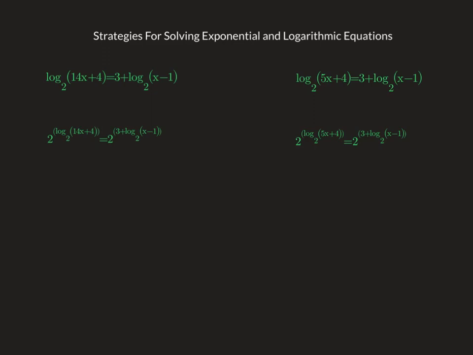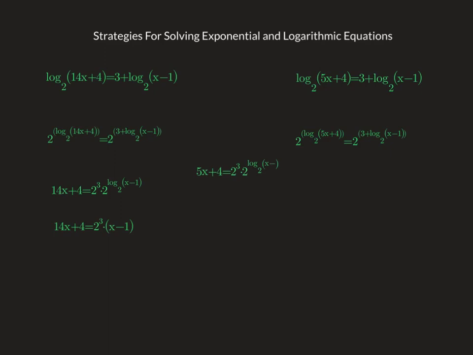On the left side, you'll notice that you have 2 to the power of log with a base 2. Those are inverses of each other. So on this one, you're just going to get 14x plus 4. The 2 and the log base 2 cancel. On the right side, though, we've got a little work to do. We have 2 to the power of a plus b. Our exponent rules tell us that that is equal to 2 to the power of a times 2 to the power of b. So this is 2 to the power of 3 times 2 to the power of log x minus 1 base 2. And now these do cancel each other out, and you end up with x minus 1.